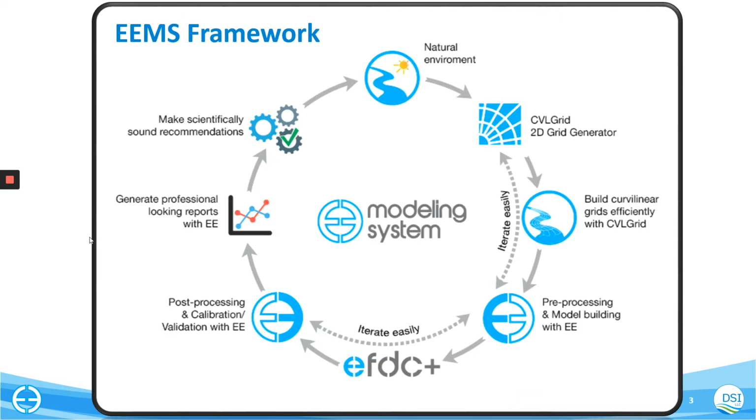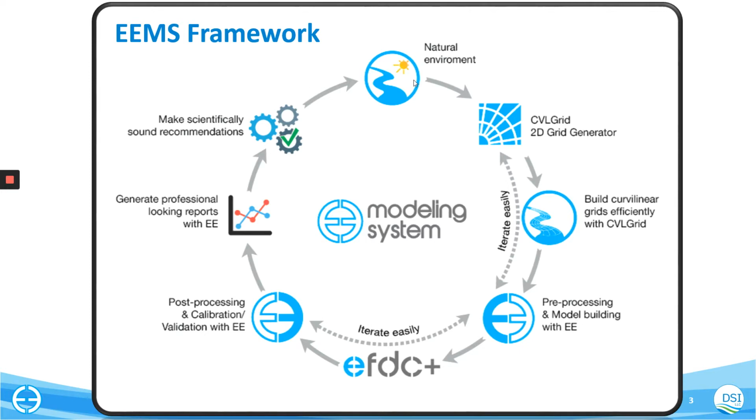So this graphic actually explains the whole EEMS framework, and it will show you how we progress through the entire framework. First we start with a natural environment. The natural environment here could be a coastal system, a river, a lake, or these kinds of things that we want to model and represent mathematically.